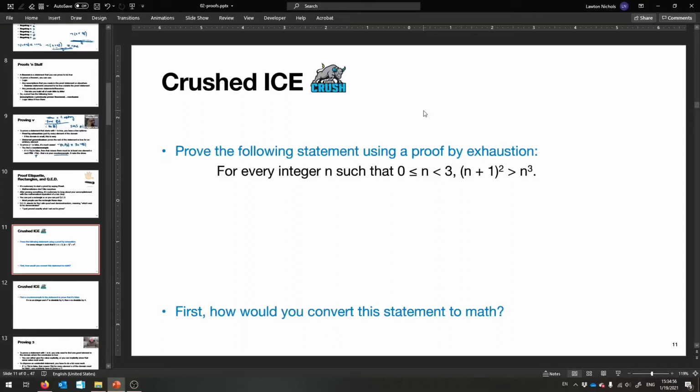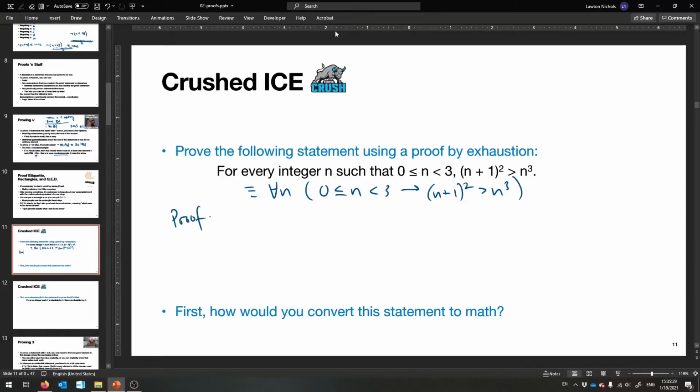All right, assuming you're back with me now, let's do this. Let's convert this to math, first of all. This is equivalent to saying for every integer n, for all n, such that 0 ≤ n ≤ 3, only if this is true, we want to prove that this is true. So that's how you can read it, and there's an implication hidden there. That implies that (n+1)² > n³. That is your math statement, and now we're going to prove this.